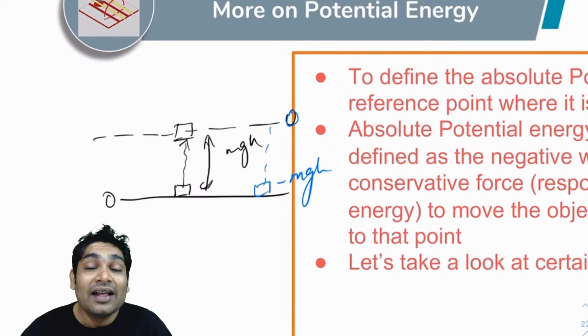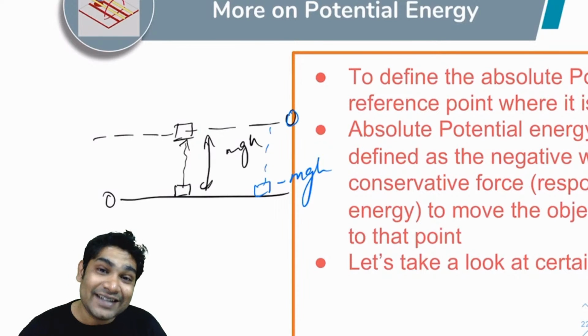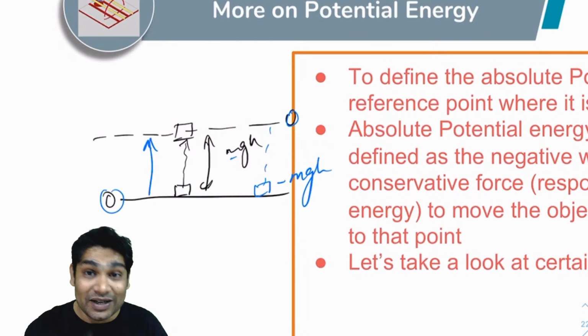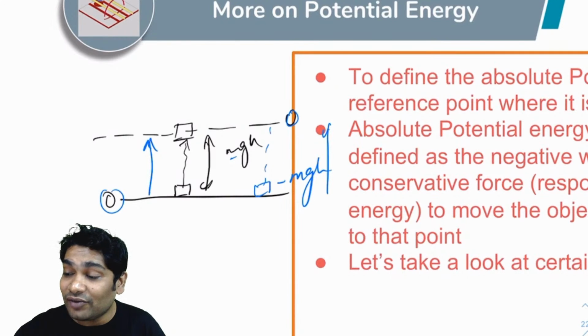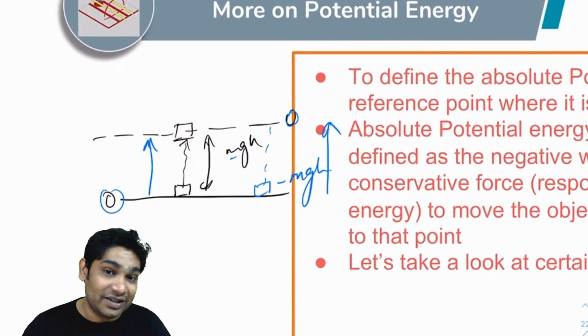And you realize whenever you do that, the change in potential energy is still the same. When you take this up, the potential energy increased from 0 to mgh, so the change in potential energy was plus mgh. Even when you move it from here to here, the potential energy changes from minus mgh to 0. So the change is again plus mgh.